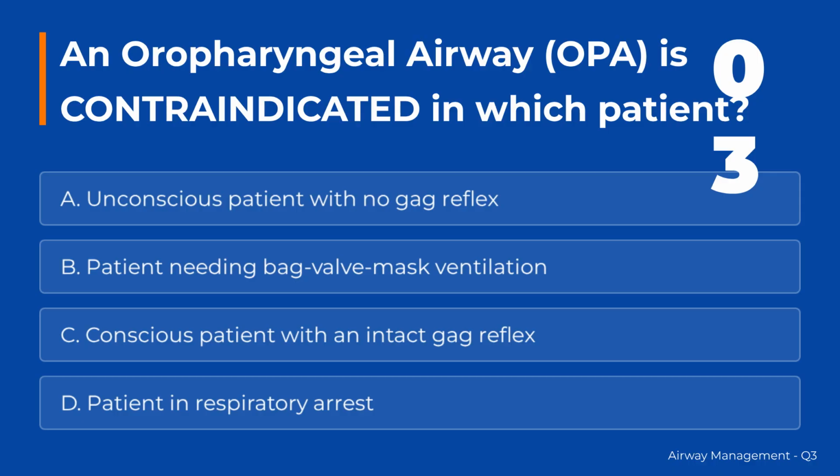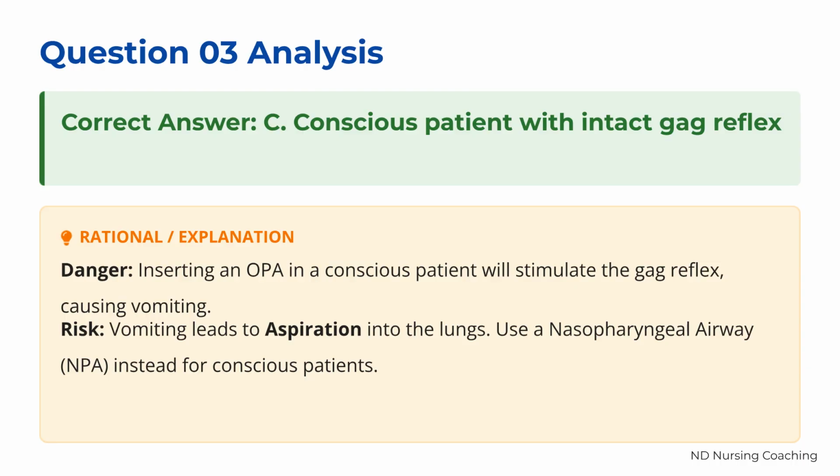Next question. An oropharyngeal airway, OPA, is contraindicated in which patient? The correct answer is C, a conscious patient with an intact gag reflex. Inserting an OPA in this patient will likely stimulate vomiting, which carries a high risk of aspiration into the lungs. Use a nasopharyngeal airway instead.